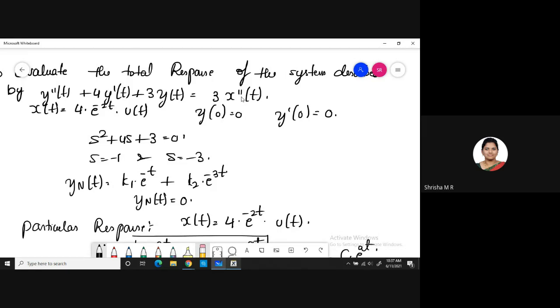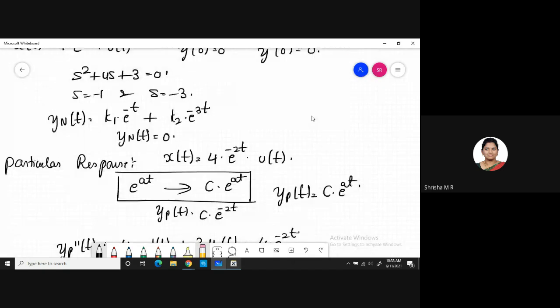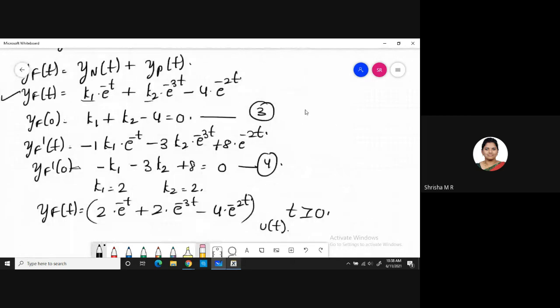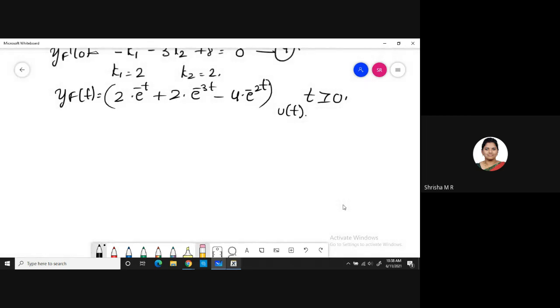RHS is 3 times x double dash of t. So using the superposition theorem, your yf of t will be 3 times yf double dash of t. So this is yf of t. The RHS they have given you as 3 times x double dash of t, so yf of t will be equal to 3 times yf double dash of t. So find the double differentiation of this and multiply it with 3.